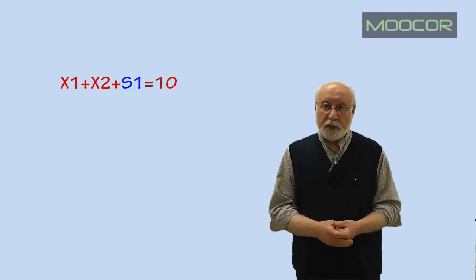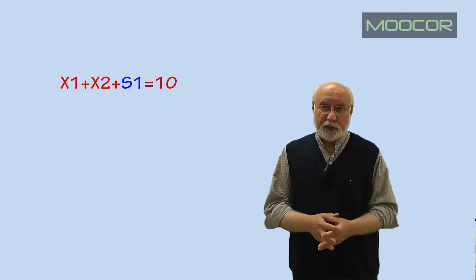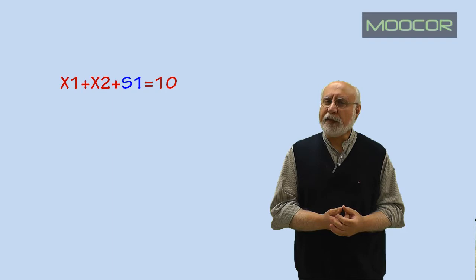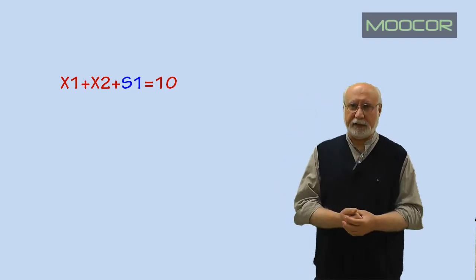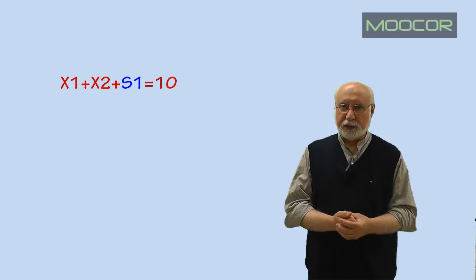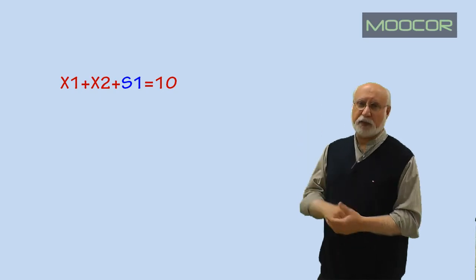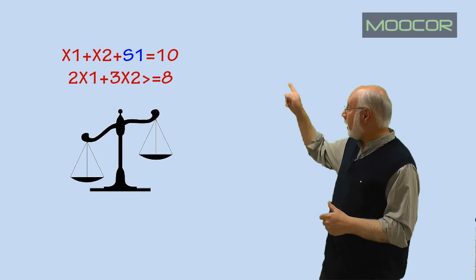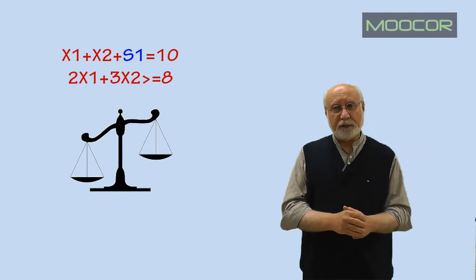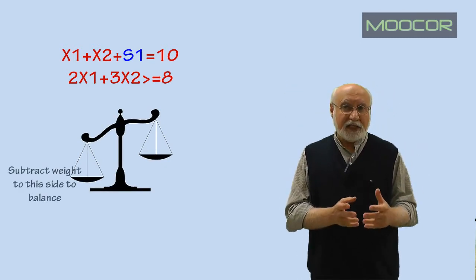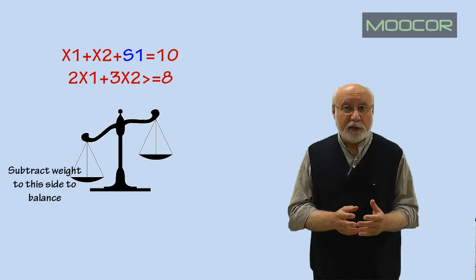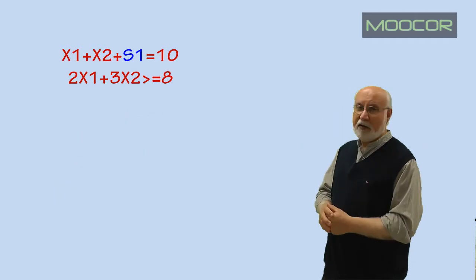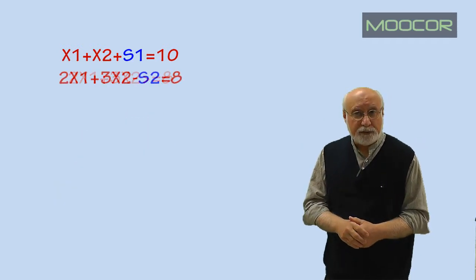Now, if it is less than or equal, I have to add something to the left-hand side, like in this case. So it would be plus s1. However, if it is greater than or equal, like this second constraint, in this case I have to subtract. So in this case I will have minus s2.